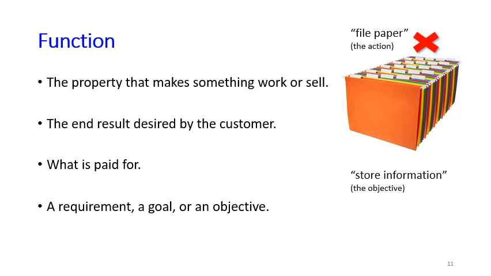Can you see the difference? The action is, yes, you keep the paper in a folder, but that's not really the goal. The goal or the objective is that you want to store information. And this is how value engineering wants you to define a function. It shouldn't be about the action itself, it should be the objective of that action.